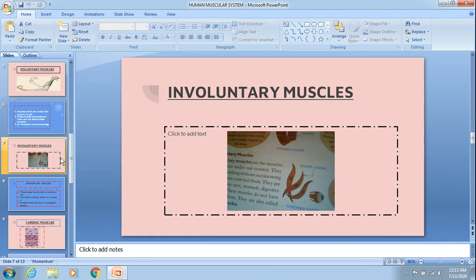So children, the next slide deals with involuntary muscles. Okay? Involuntary muscle means those muscles that are not under our control. And as you can very well see in this diagram, there are no striations, no bands at all. That means these are involuntary muscles and these are unstriped, right? They do not have any bands or alterations on them. They keep on working on their own. For example, the muscles that are present in our eyes.